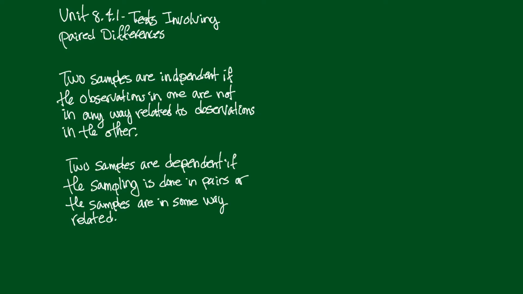We're going to take a look now at tests involving paired differences. So a couple of definitions first up here. Two samples are independent if the observations in one are not in any way related to observations in the other. And then we'll say two samples are dependent if the sampling is done in pairs or if the samples are in some way related.